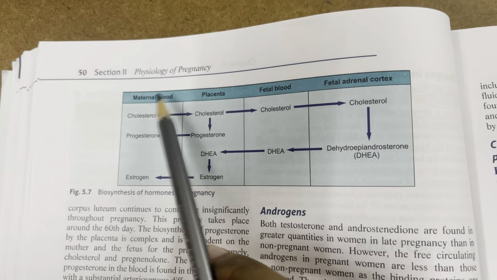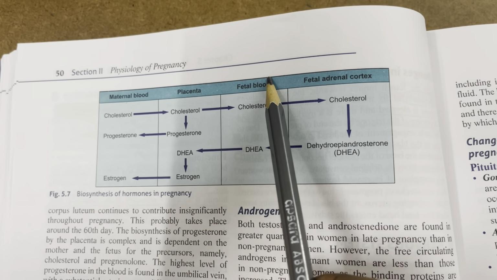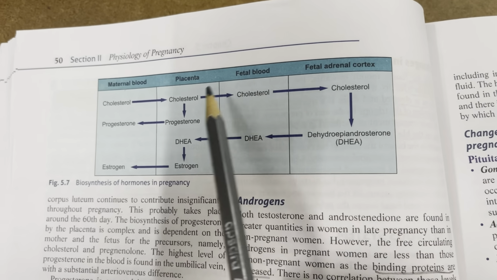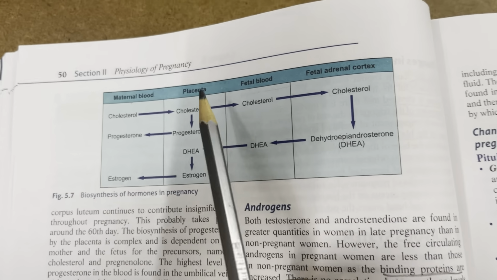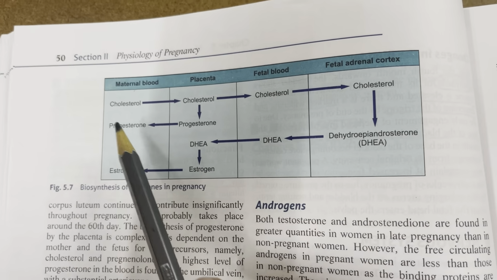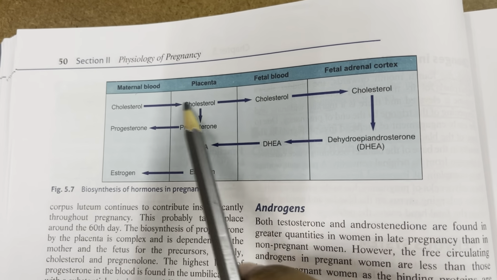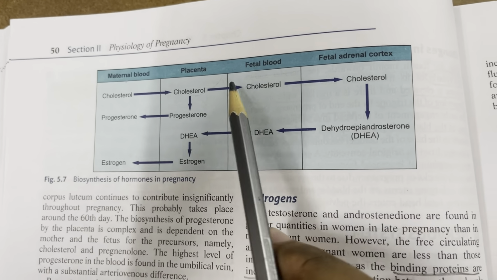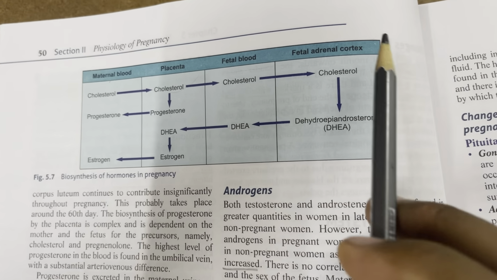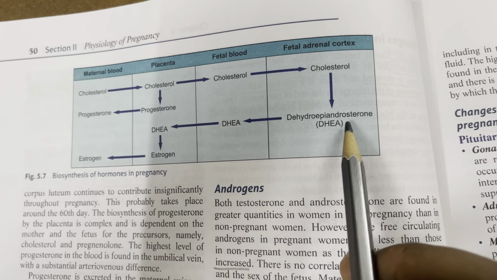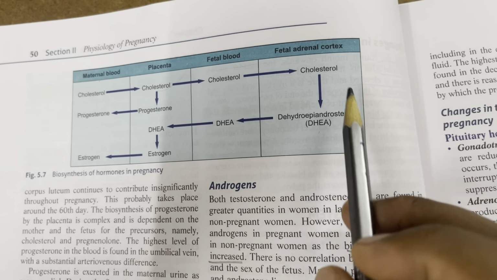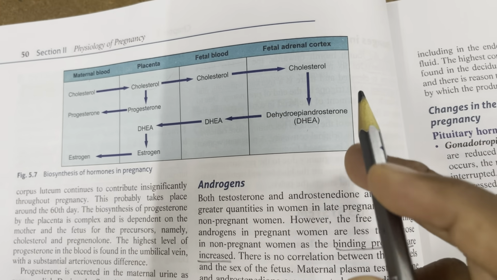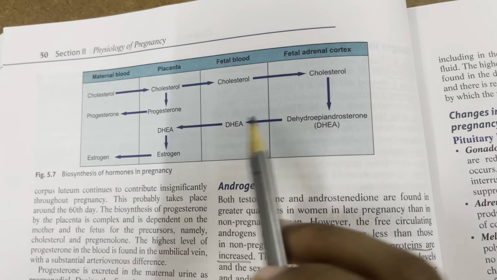So you have maternal blood going to the placenta, then to the fetus, fetal blood, and then fetal adrenal cortex. See, everywhere you will have cholesterol going in. But in the maternal blood you need progesterone and estrogen. So from the placenta you will have progesterone, but from the fetal adrenal cortex only you will get DHEA. That is why the fetus is responsible for 90% of the estriol precursors. That is why when there is fetal demise or anencephaly, you will find decrease in estrogen.